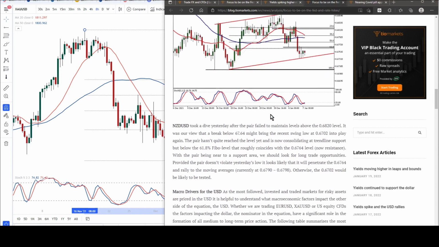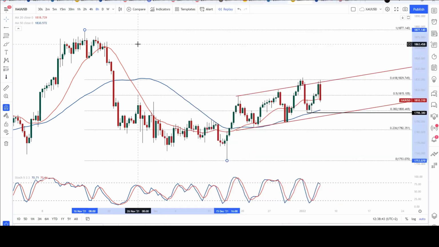Then, excuse me, New Zealand USD. Market is trading close to the channel low here. We have resistance up there. Let's go and take a look at the chart.